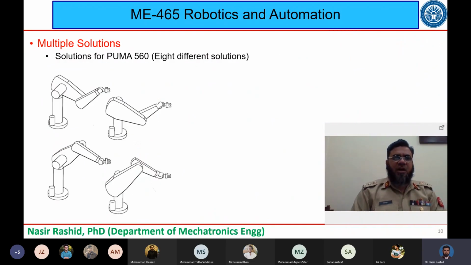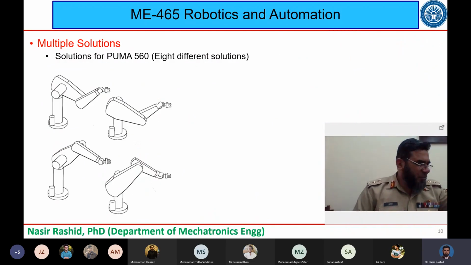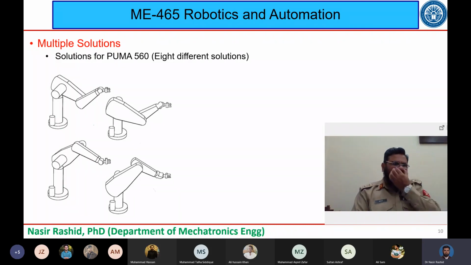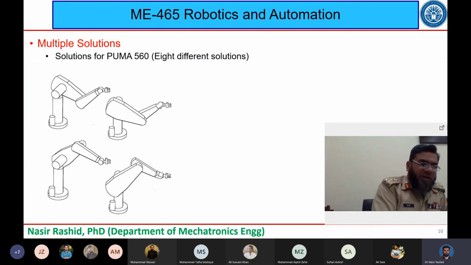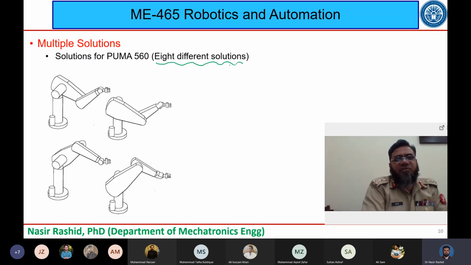Okay, so let us move forward. Now the PUMA point is also fine, I will bring it in front of you again. Puma has 6 degrees of freedom and Puma can reach within its workspace a certain point in 8 different orientations. So it means that to reach a point, Puma has 8 solutions. So Puma has 8 different solutions to reach a particular point.